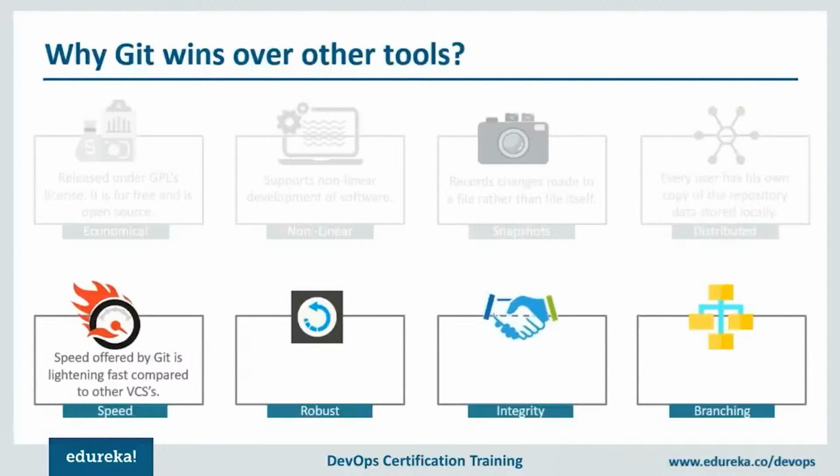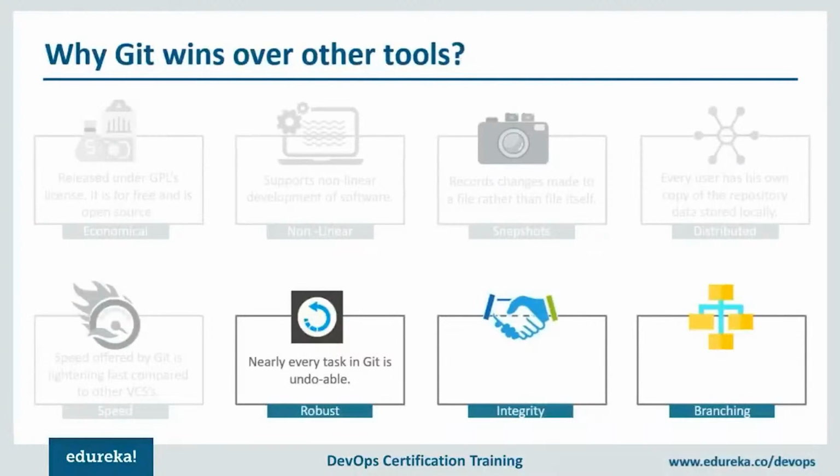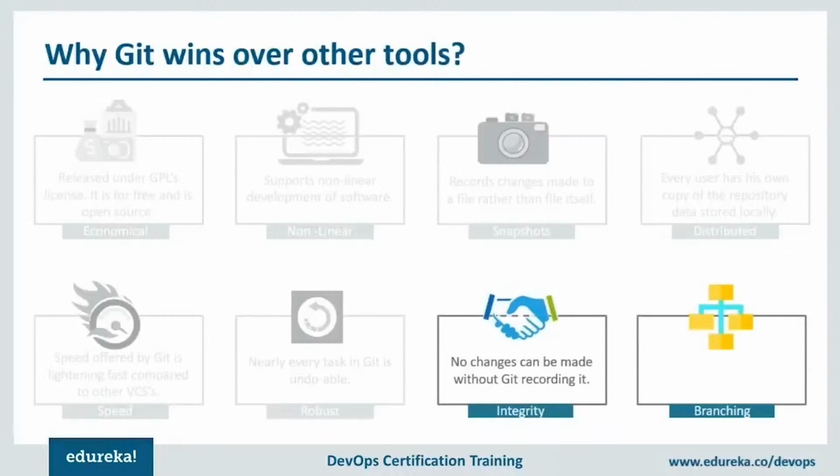Next in the list, we have Git offering speed. Git offers a light parsing speed when compared to the other version control tools. Not only does Git offer speed, but Git is also robust. When I say robust, that is because every task is undoable. So in case you commit some changes and you want to revert them, then definitely you can do it. You can revert back to any action that you have performed even if it is 10 actions back. That's how Git also offers integrity. As I said, Git records everything, so no changes can be made without Git recording it.